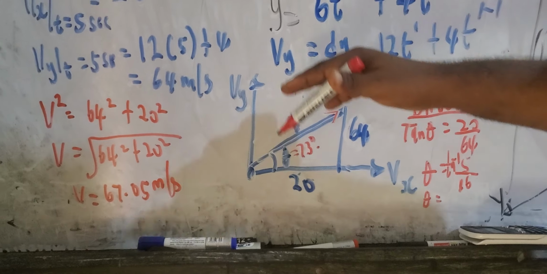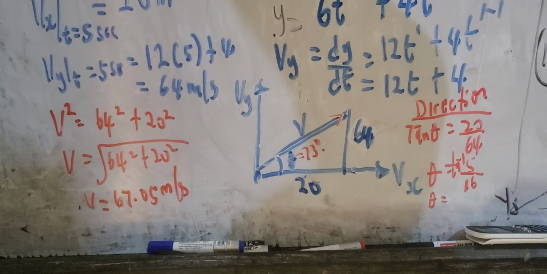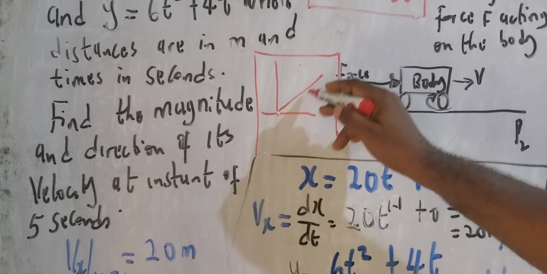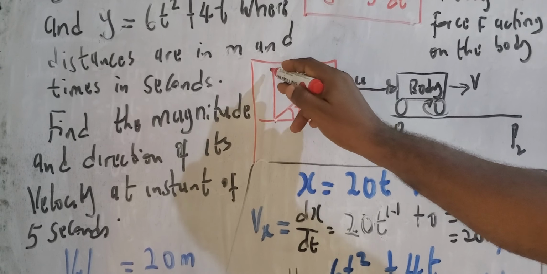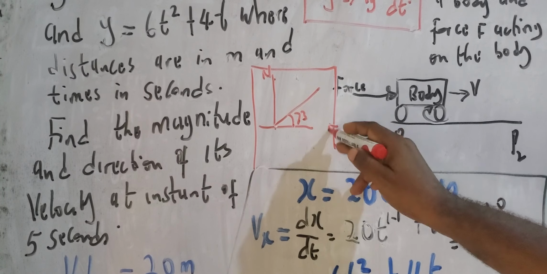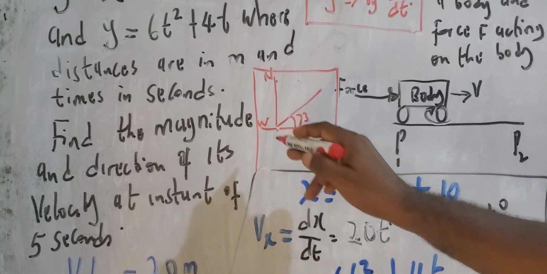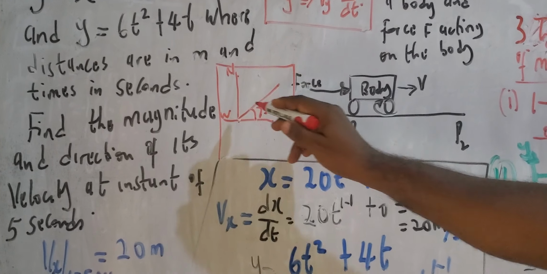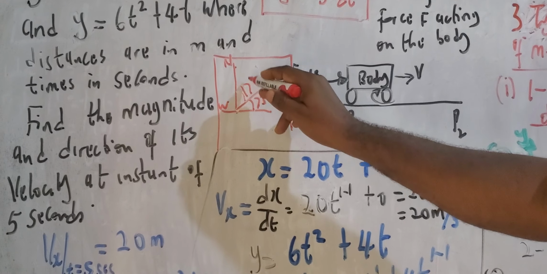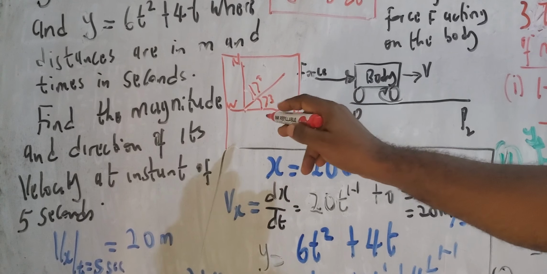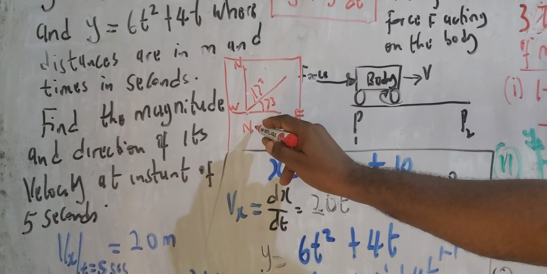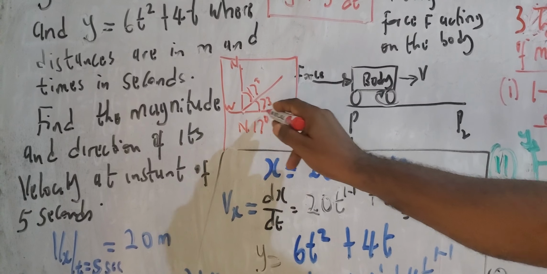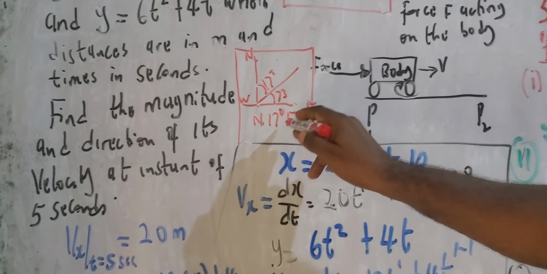Now, if you want to show this on the four cardinal points, I can place it something like this and put that 73 here. This place will be my north, this will be my east, this will be my west. So subtracting 73 from 90, that's 17 degree. Another way to write the direction will be north, moving 17 degree towards the east. So that is the direction.